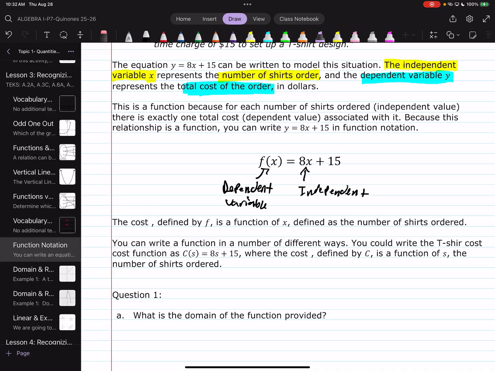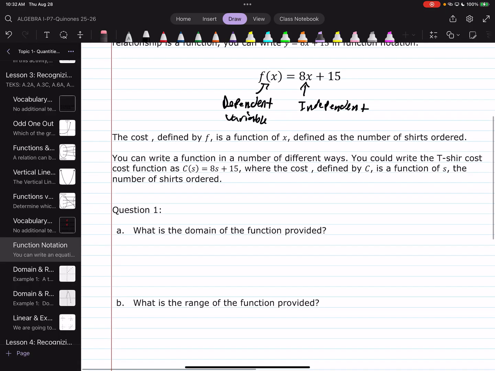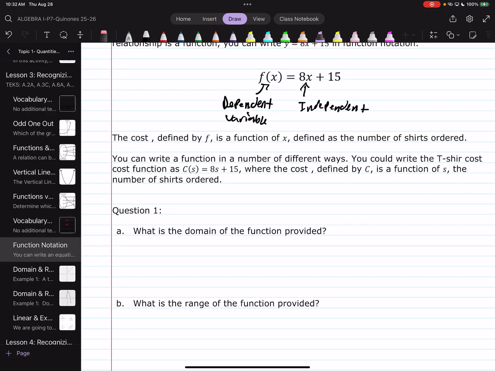Now, in some problems, everybody, you might not see it as f of x and x. You might see the variables replaced. But knowing that they play the same part in the equation is super important. For example, if I were to write it as t-shirt cost, C of S is equal to 8S plus 15, where the cost is defined by the letter C, so the cost of the shirts ordered, and the S represents the shirts ordered.